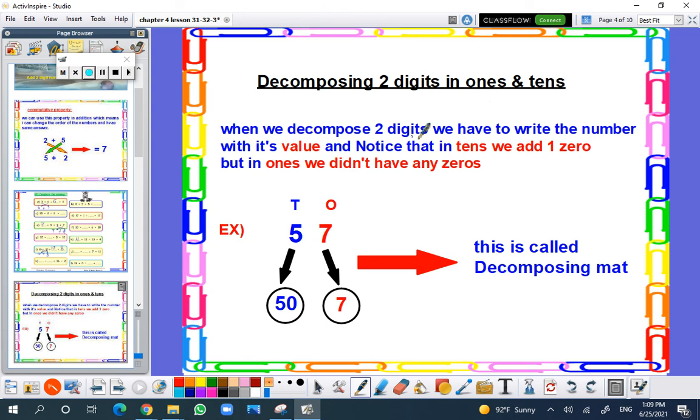When we decompose two digits, we have to write the number with its value. And be careful, in tens we add 0 as usual, and in ones we don't have any zeros. For example, here 57. If I need to decompose it by its value, 5 is in the tens, so I will put 0, so it will be 50. And what about 7? 7 is in the ones, so I'm going to write 7 as it is. So this is called decomposing math. Decomposing math means I will decompose the number by its value.